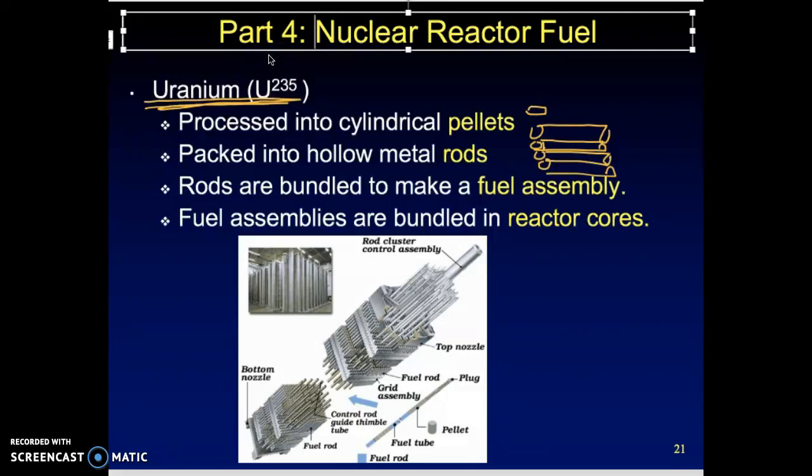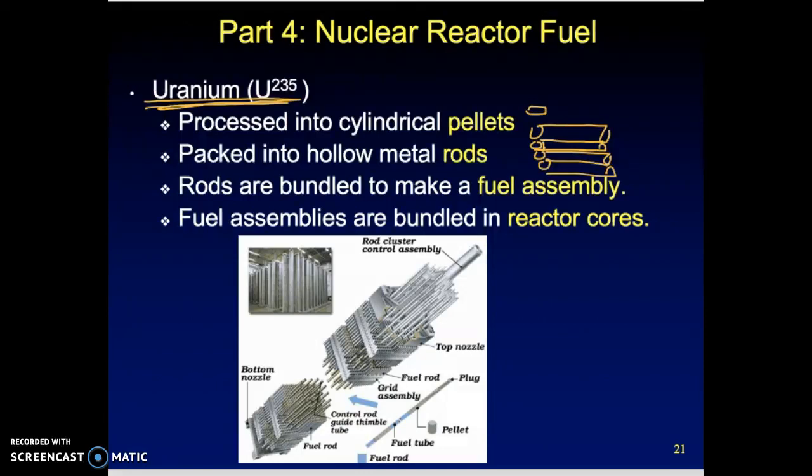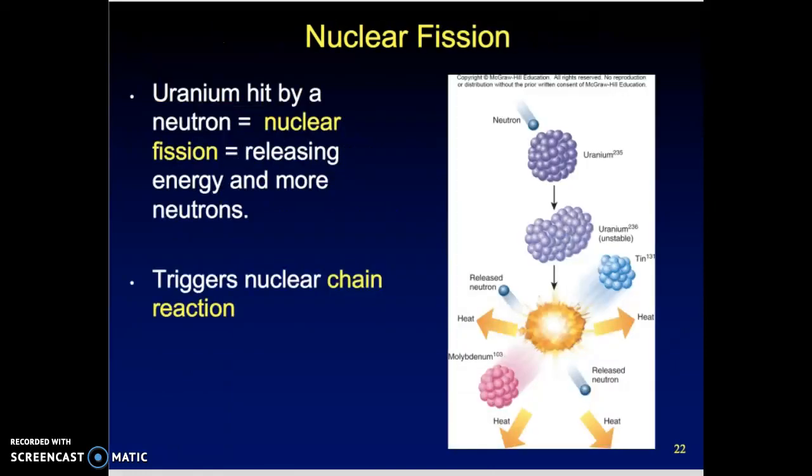So the last lecture we left off with nuclear energy, nuclear reactor, and uranium. Uranium is one of the main elements used for nuclear energy. So we process it into those pellets. Pellets get packed into rods. Rods get bundled together to make a fuel assembly. A bunch of those shoved together create a reactor core. Now, once you have the reactor core set up, then we use nuclear fission to release the energy.